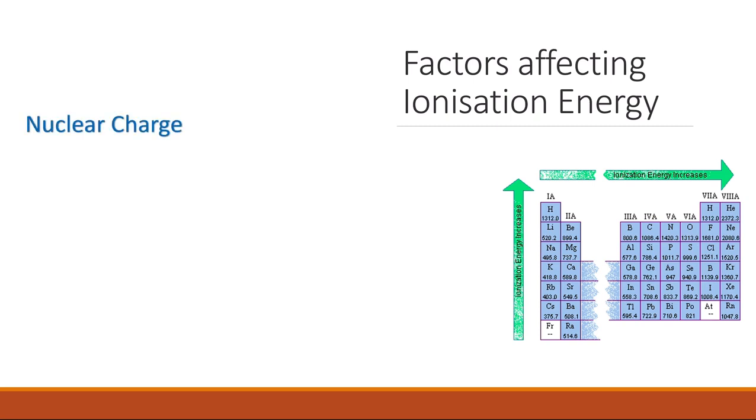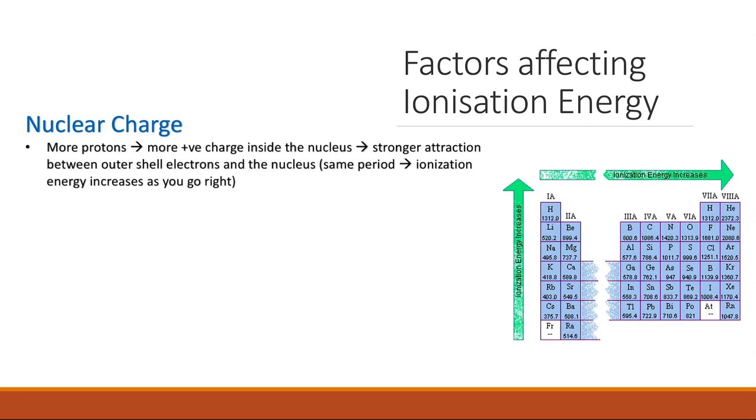The first one is the nuclear charge. This means how many protons there are in the nucleus. If there are more protons, there is more positive charge inside the nucleus, and this is why there will be a stronger attraction between the outer shell electrons, which are removed during the ionization, and the nucleus.